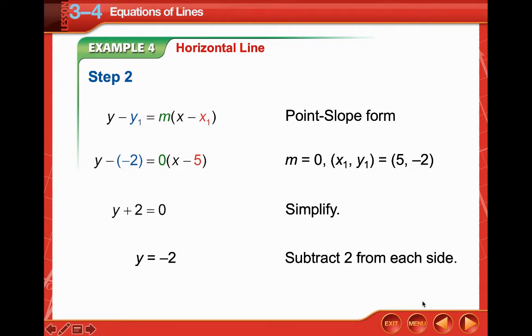So whenever you see y equals -2, that means it's a horizontal line. If ever you see x equals something, that means it's a vertical line. All right?